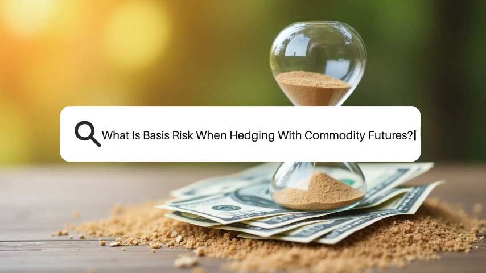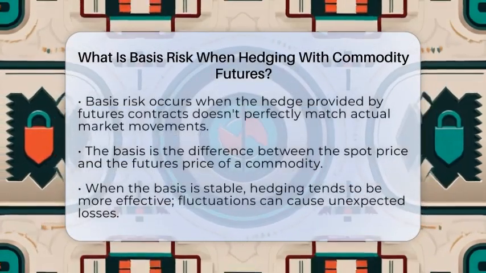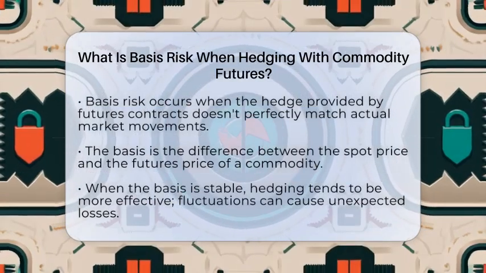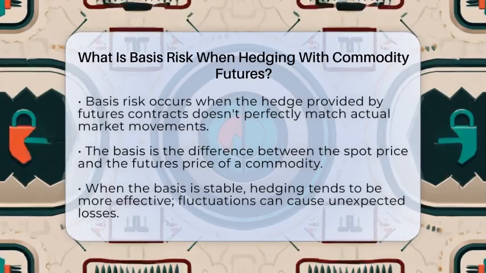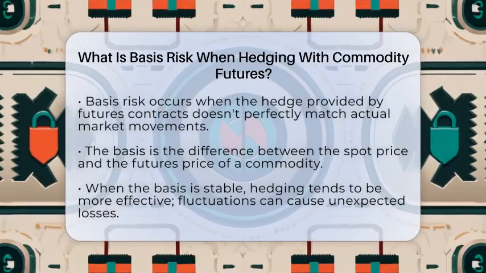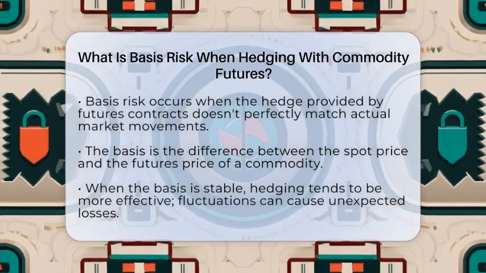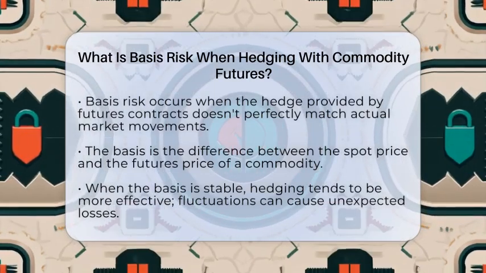What is basis risk when hedging with commodity futures? Imagine trying to protect yourself from price swings in a commodity, but the protection doesn't quite match what actually happens in the market. That's what basis risk is all about. When you use futures contracts to hedge, you want the futures price to move exactly with the spot price of the commodity you're dealing with. But in reality, they often don't move in perfect harmony.